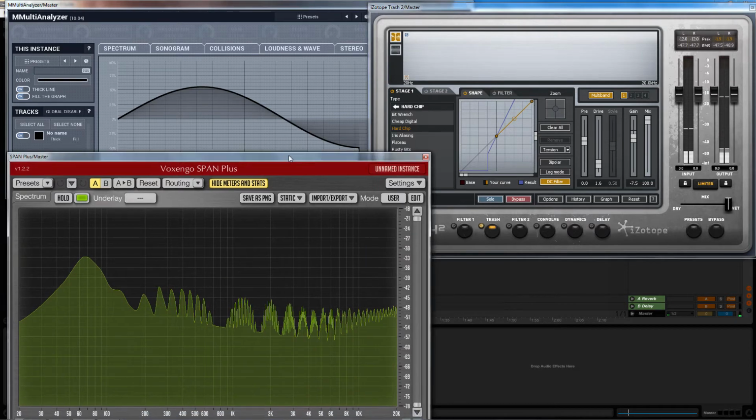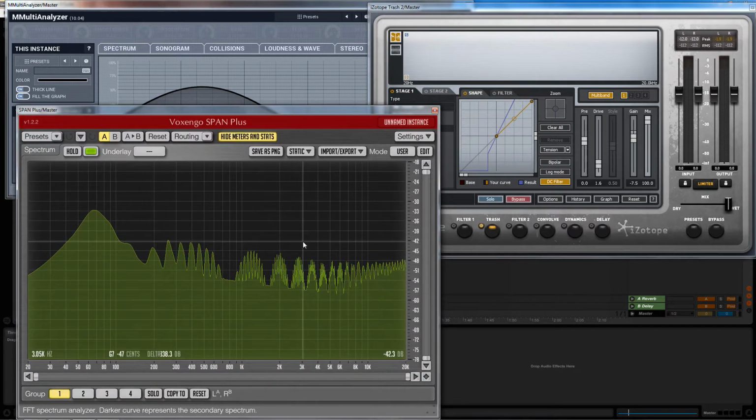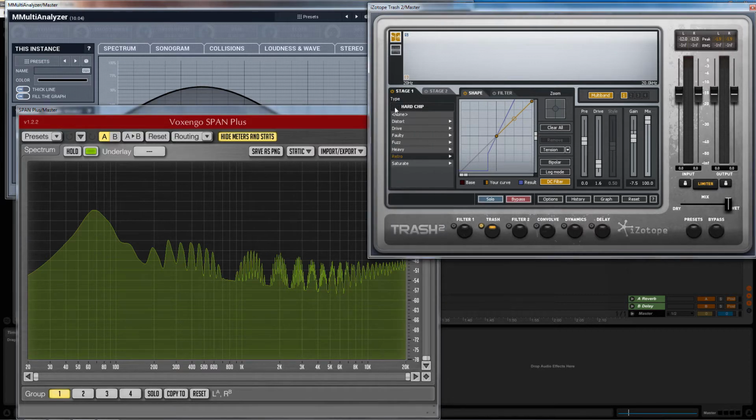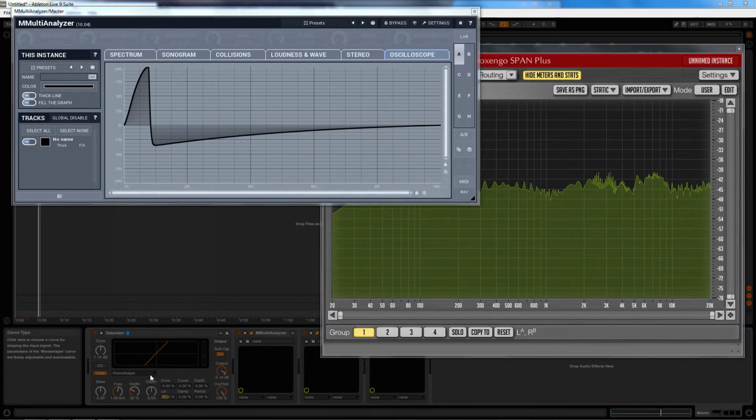As you can see, different algorithms have a completely different effect on the sine wave, introducing completely different harmonics and a completely different shaped waveform. Also, using the wave shaper algorithm in Saturator, we have a lot more further controls.